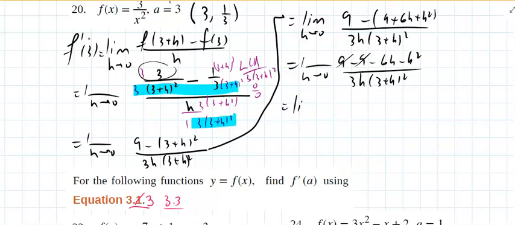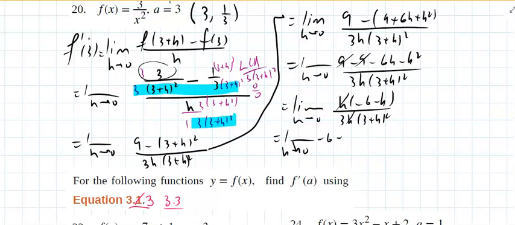If I factor an h out, and now if I let h equal 0, that's a 0, that's a 0. I'll get -6 over 3. 3 times 9, 27. I'll get negative divided by 3, -1/9.